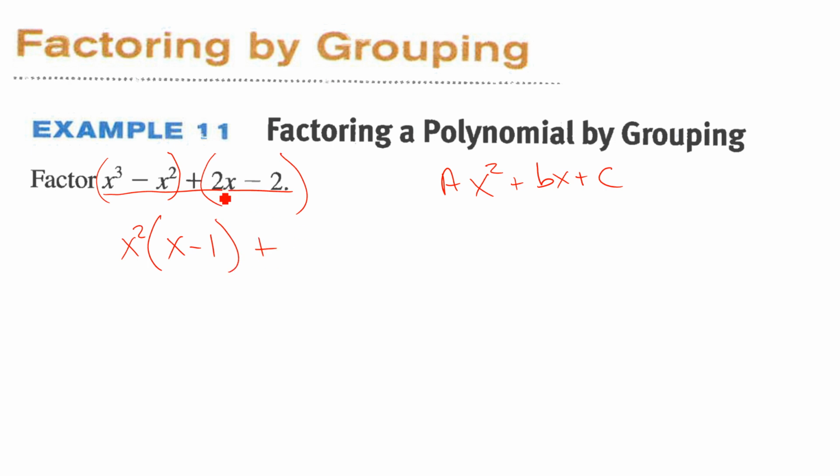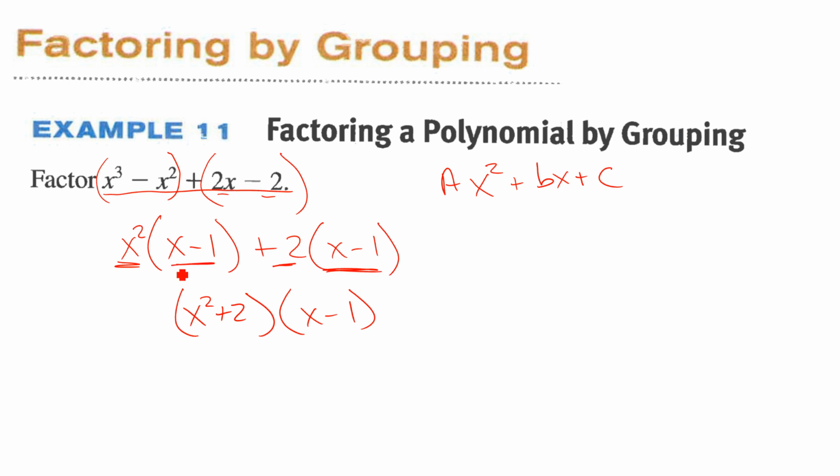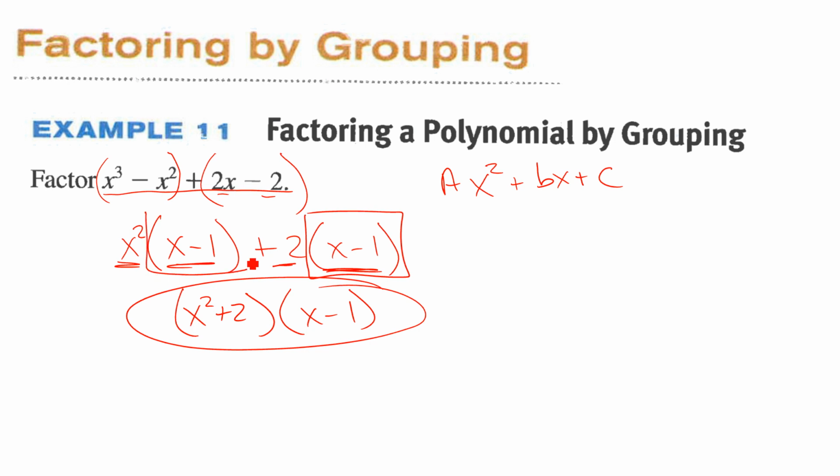Plus, what's in common with the next 2? A 2. What's left over? An x minus 1. And so here's our factorization. We take the things that are by themselves, x squared plus 2, put that in parentheses. And we write x minus 1, the things that are shared, in the other parentheses. And we are done. Now this only works if the 2 parentheses here match. The matching has to turn into one of the parentheses.